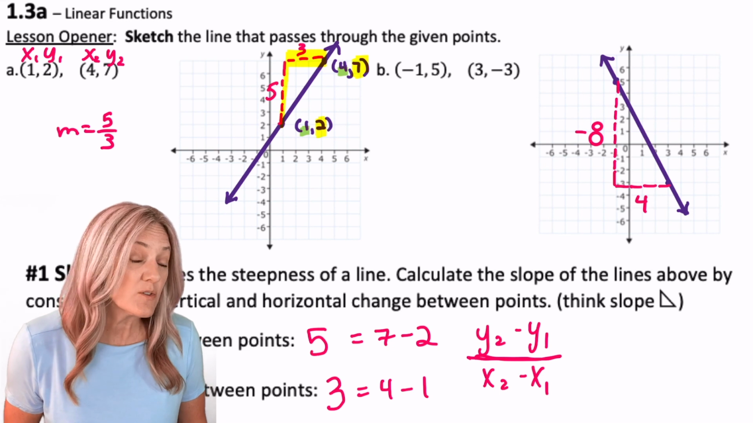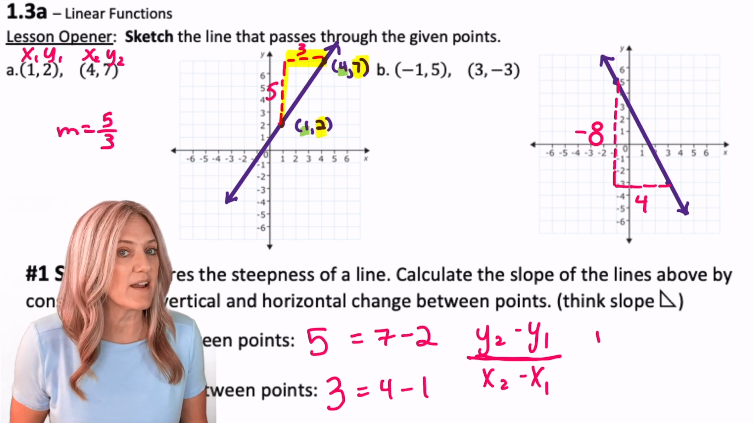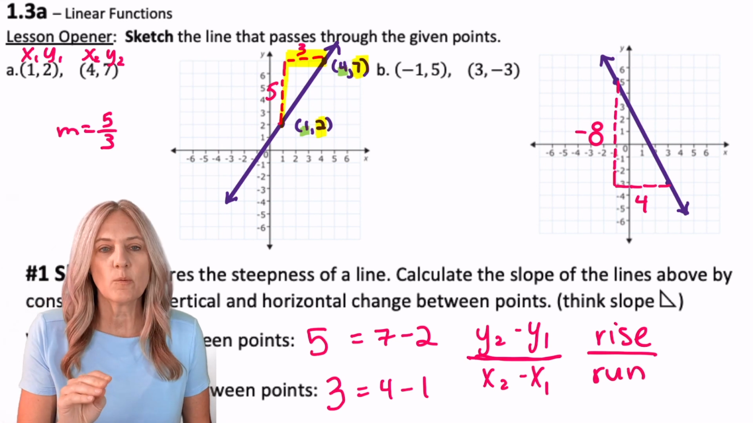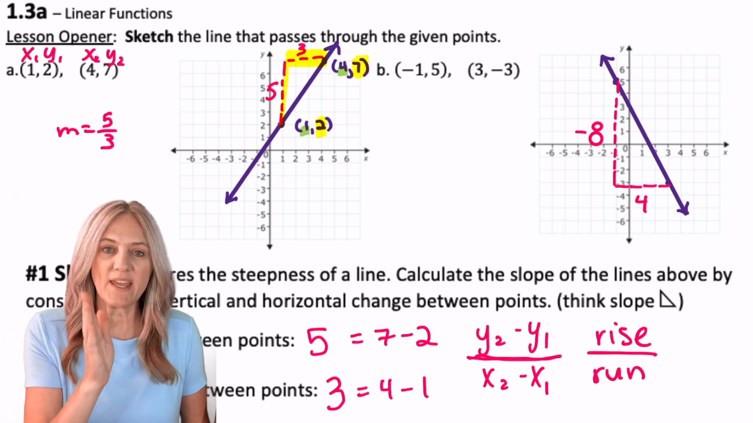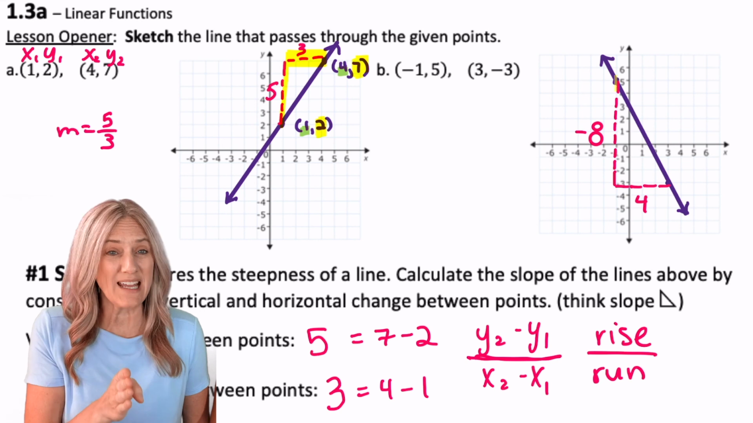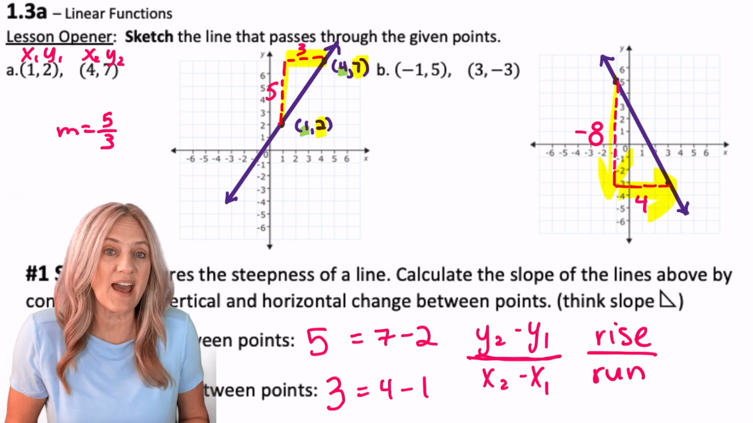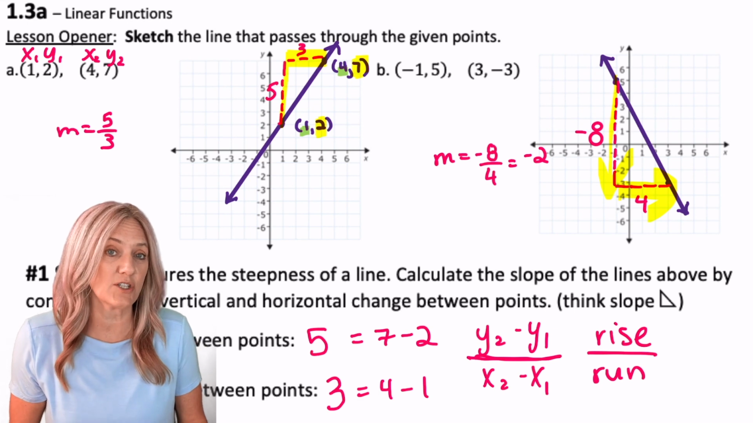When graphing and using slope, we consider slope as rise over run. Now the rise could be positive or negative. When we look at our second line and we count that out, we have to go down 8 units and then over 4 units. So it ends up having a slope of -2.